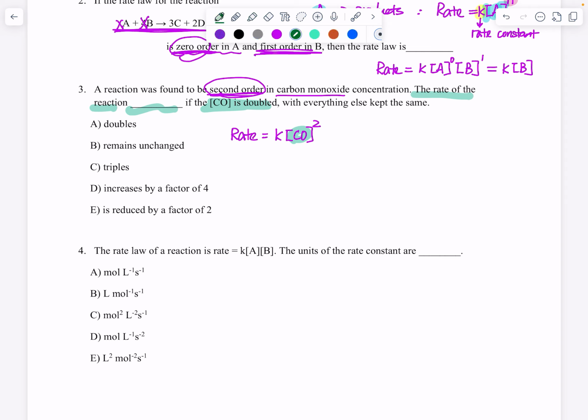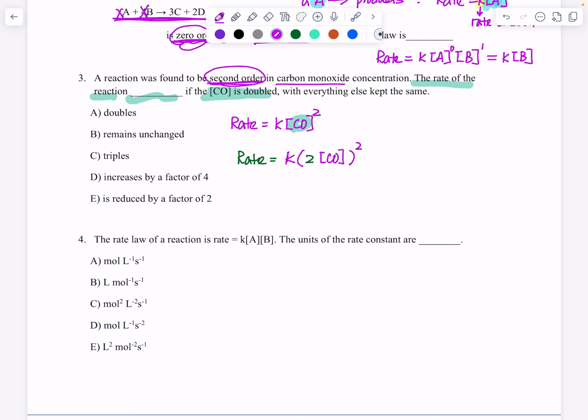I'm going to change the color. What's this new rate going to be? Let's see how it's changing. As the question said, K doesn't change, but what does change? The concentration of the carbon monoxide is doubled. That's why I added 2 times. It's doubled, and it's still second order, that doesn't change. Now let's solve it.